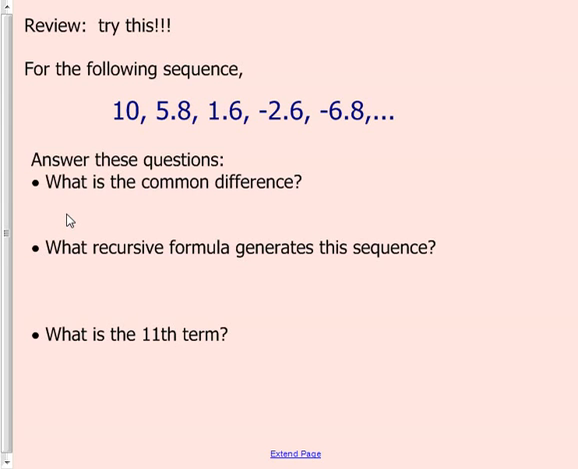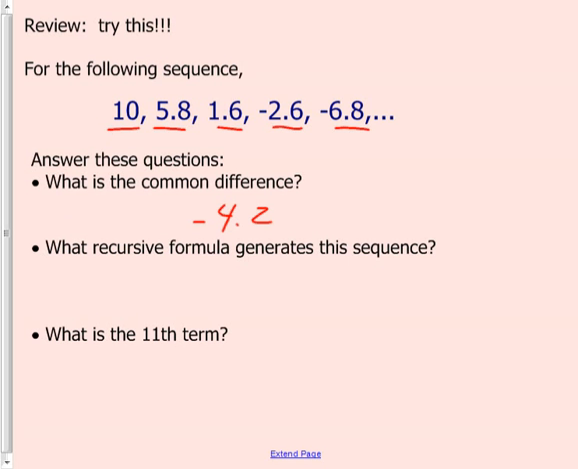Okay, we're talking about sequences again. And this recursive notation is kind of weird, but it's a way of writing the steps that you use to create these sequences. All right, so this one, it's going down each time. How much is it going down each time? Negative 4.2. That is called the common difference. So everybody write that down on your notes. It's going down 4.2 each time.